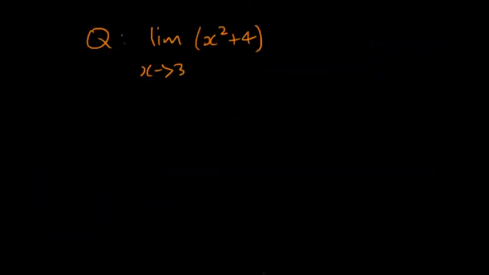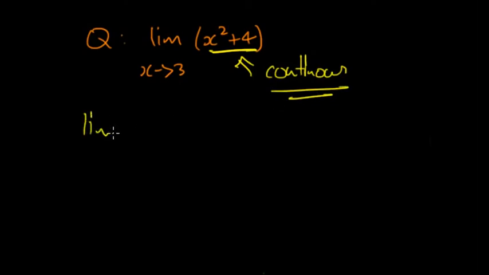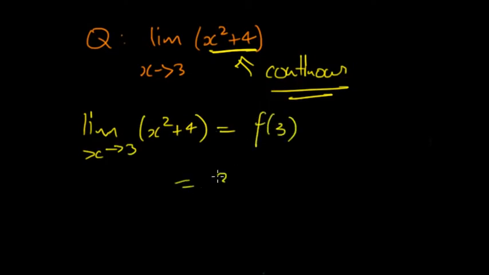So here we have a question, not looking at the graph, but we just have the equation. So how can we solve this? The limit of x going to 3, x squared plus 4. Well, that's a quadratic, and we know that a quadratic is always going to be continuous. So what I can say here is that the limit of x approaching 3 of x squared plus 4 is just equal to f(3). So it's equal to 3 squared plus 4, which is equal to 9 plus 4, which is equal to 13. So now the limit of x to 3 of this equation is equal to 13.